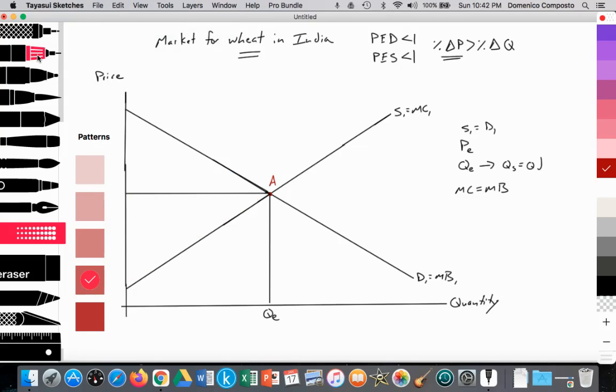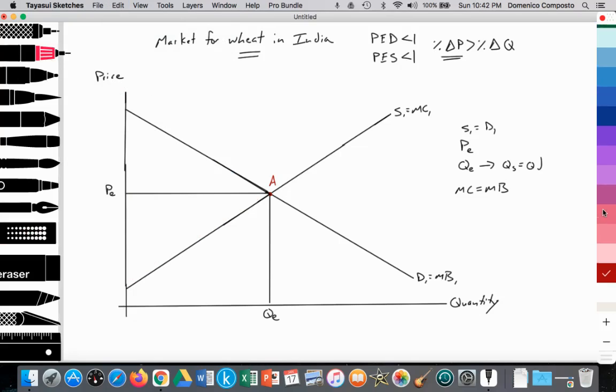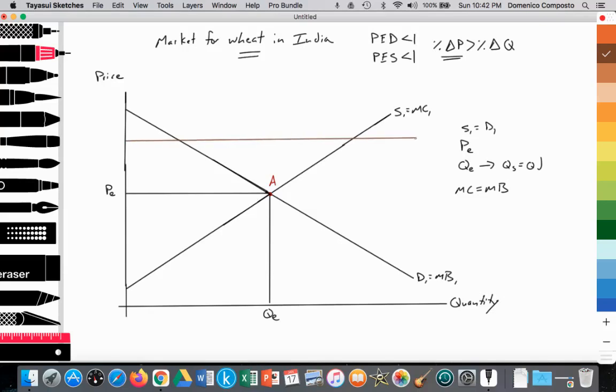Now let's look at the government intervention. The Indian government intervenes and provides a minimum price or price floor. Let's say it's established right here, right above the free market price. So it's a binding price floor. And we'll call that PF for price floor. Now what happens when that is set?